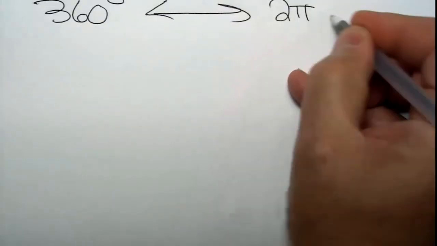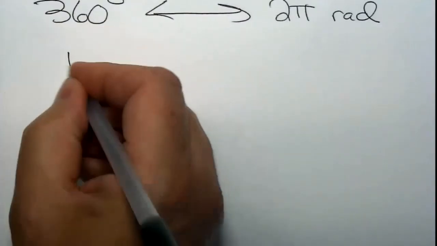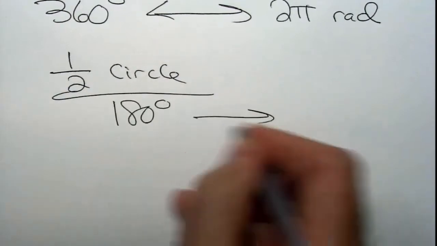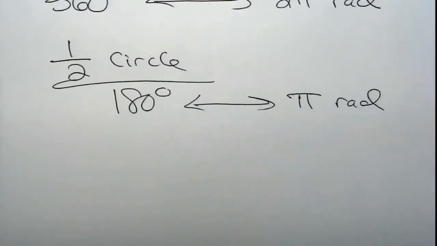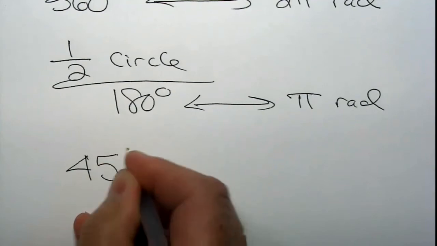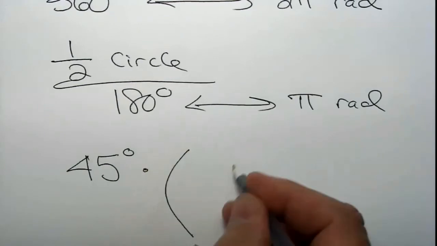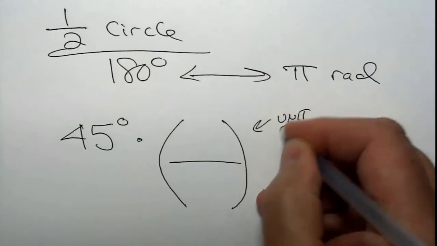So the way to do that is to recognize that there are 360 degrees in a circle, and there are 2 pi radians in a circle. Now, it's even better to look at half a circle. So a half circle has 180 degrees in it and pi radians. We can use that to convert back and forth. So remember that 45-degree angle? How many radians is that? Now, in order to convert any units, you want to use this thing, which is referred to as a unit conversion fraction.